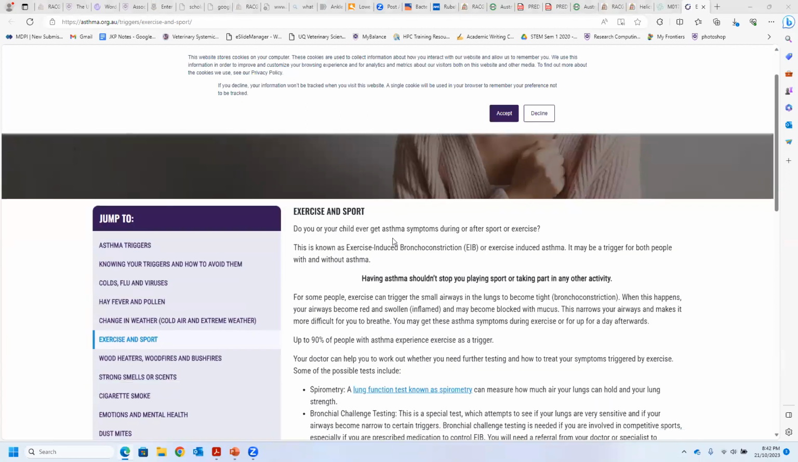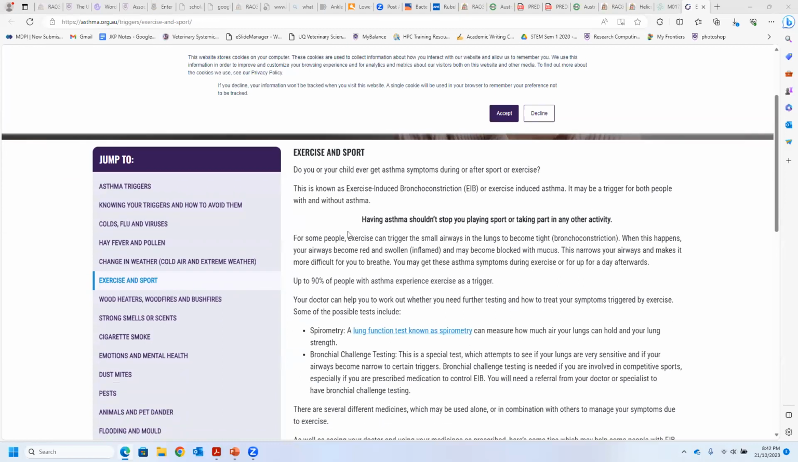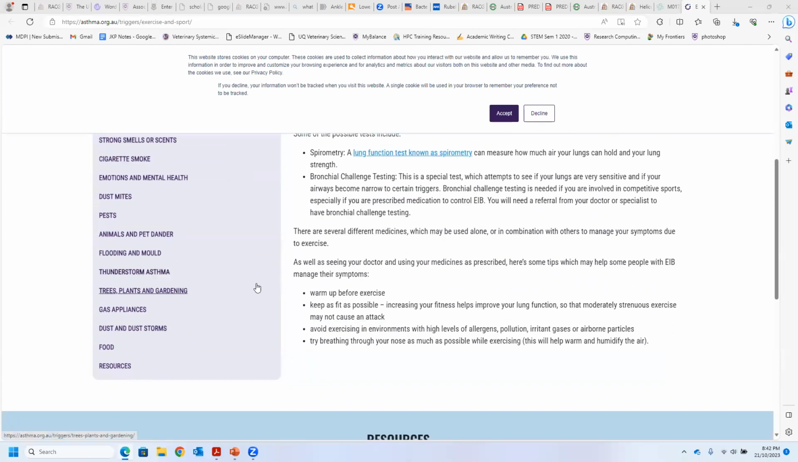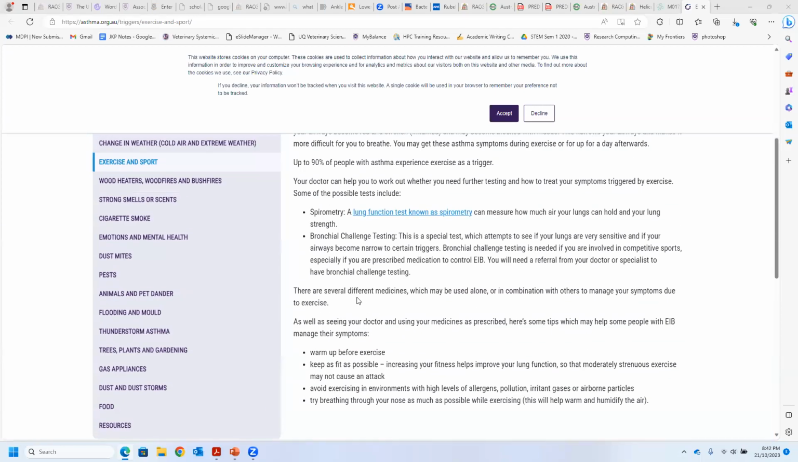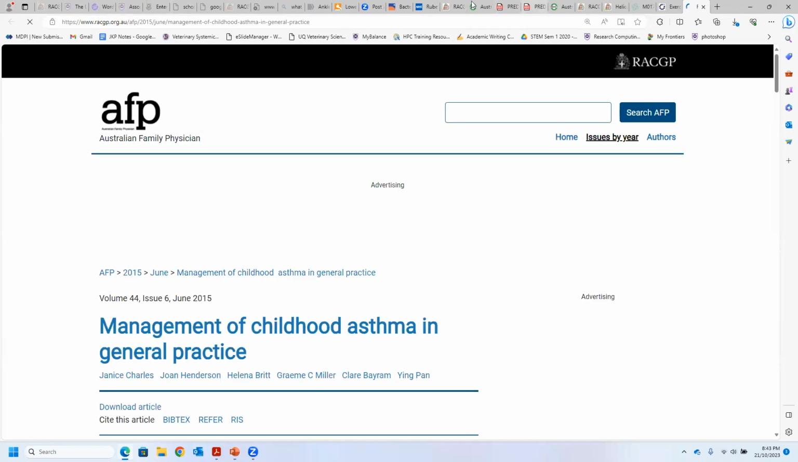All right. Exercise and sport. Do you or your child ever get asthma symptoms during or after sport? So it should not be stopping you. What are the things? Warm up before exercise, keep as fit as possible, avoid exercise in high level, try breathing through your nose. Where is the other instruction? Oh, sorry, I thought this is having instruction. Sorry, wrong guideline. This is the one. Sorry about that.